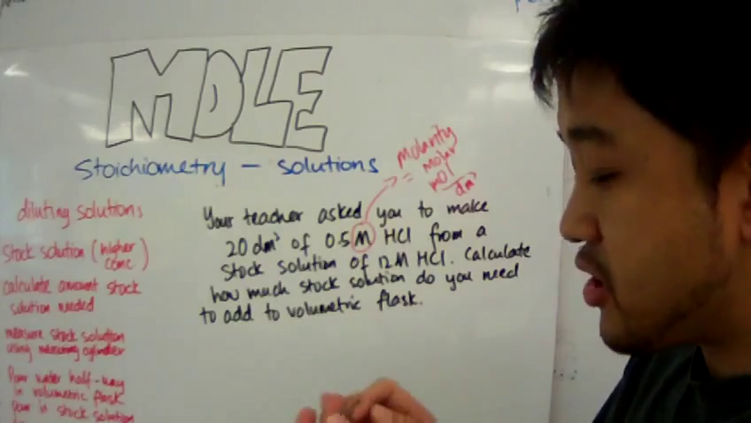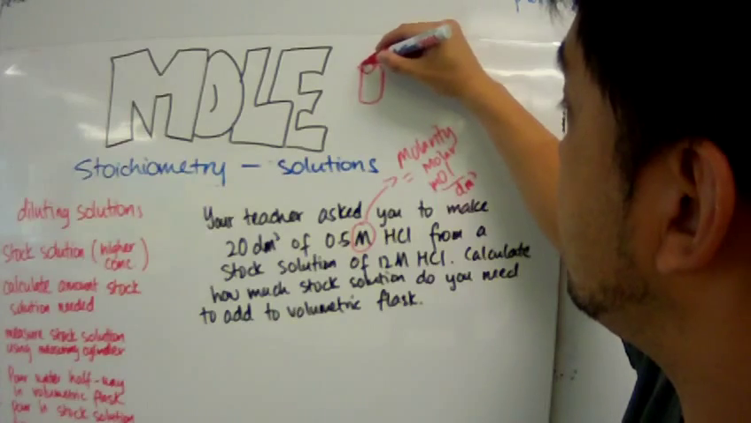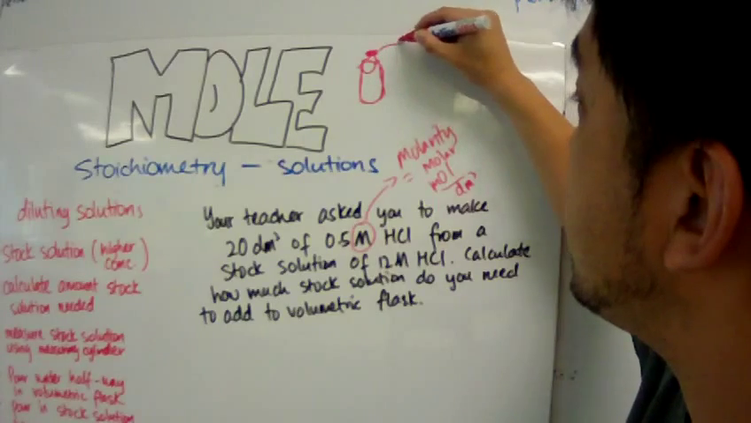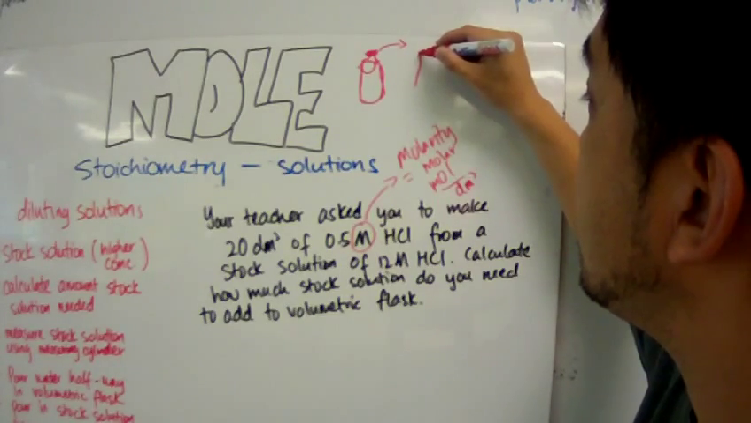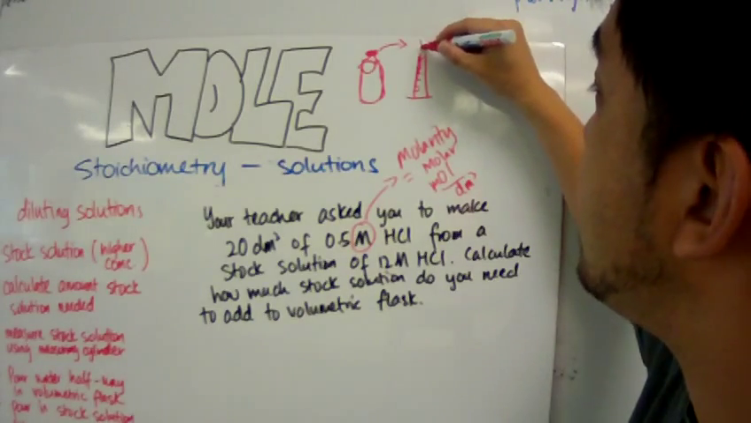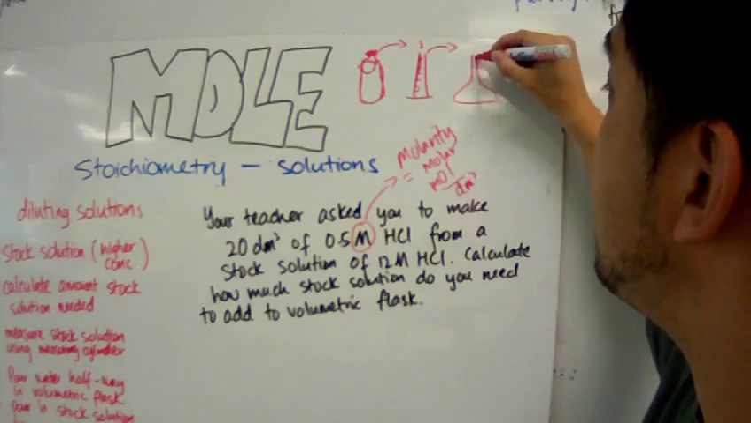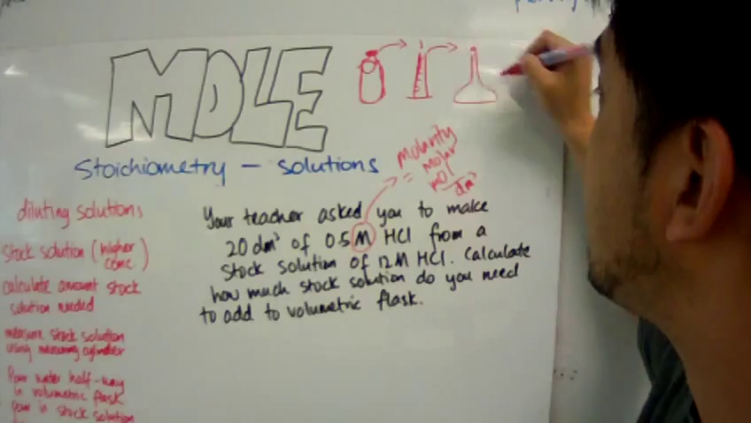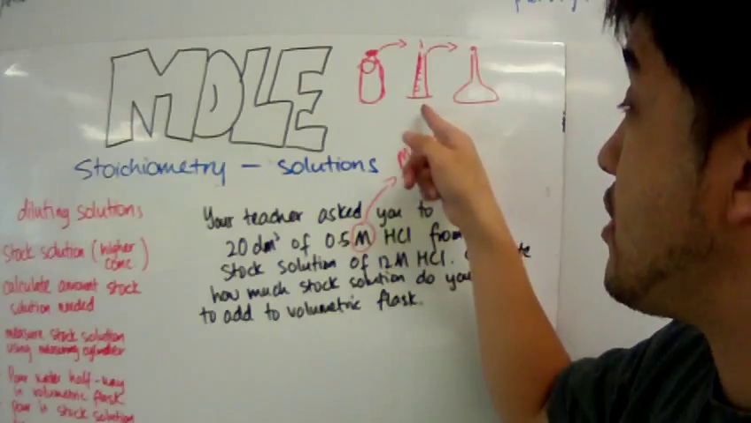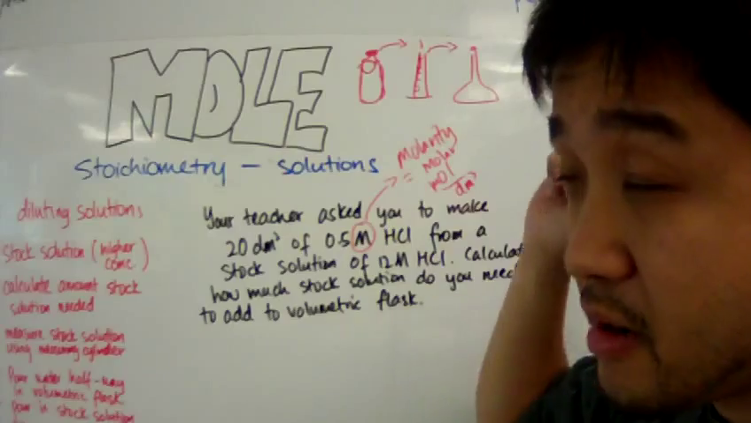Now, when you have a stock solution, let's say a big bottle from the lab, you need to pour it into a measuring cylinder. The contents of the measuring cylinder will then be poured into a volumetric flask. And the question is, how much of the stock solution do you need to pour into the measuring cylinder before you pour it into the volumetric flask?